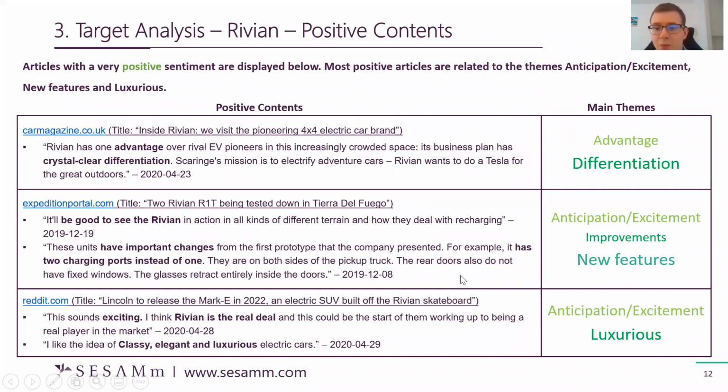And we analyze some key trends, some key themes automatically. We try to understand what is being said specifically about the company Rivian. We identify specific positive themes regarding anticipation and excitement of the launch of the new products, new features that are coming to the market, luxurious SUVs that are being considered very attractive by consumers. So all of that can help understand the position of the company.